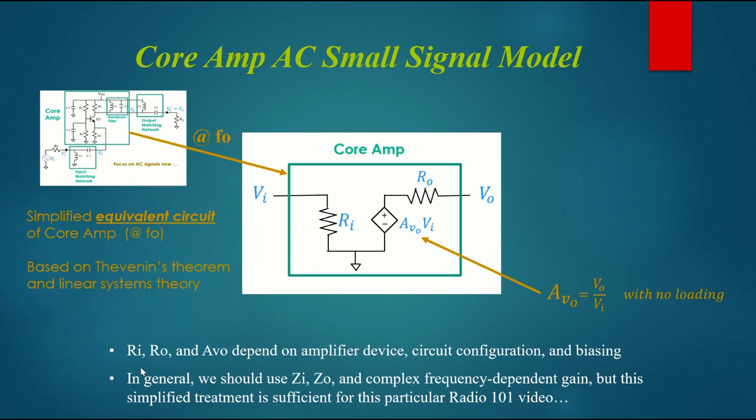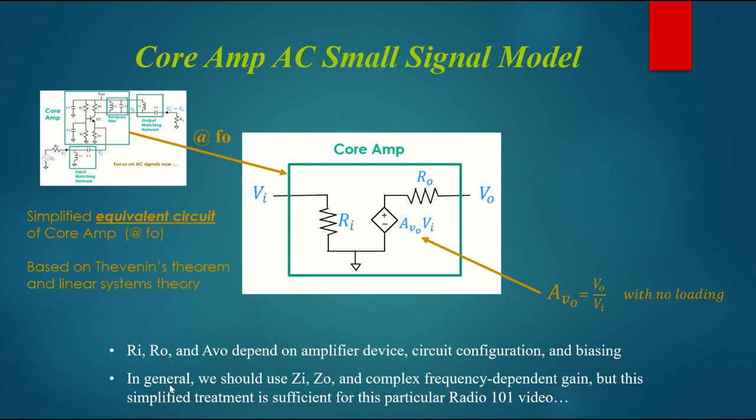Now, I made a few notes down here at the bottom. These input-output resistances and the gain depend on the amplifier device, i.e. its transconductance. Its circuit configuration, as we'll get into here shortly, and the biasing, which sets the current, for example, and hence changes the GM value.